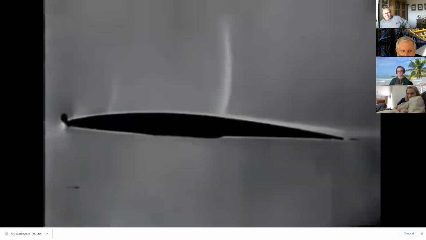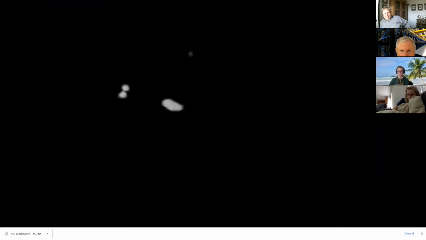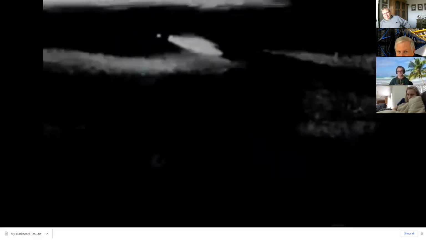Compressibility waves move at very high speeds and can usually be seen only with the aid of special optical devices. On rare occasions, if the light is just right, shock waves may be seen with the unaided eye.